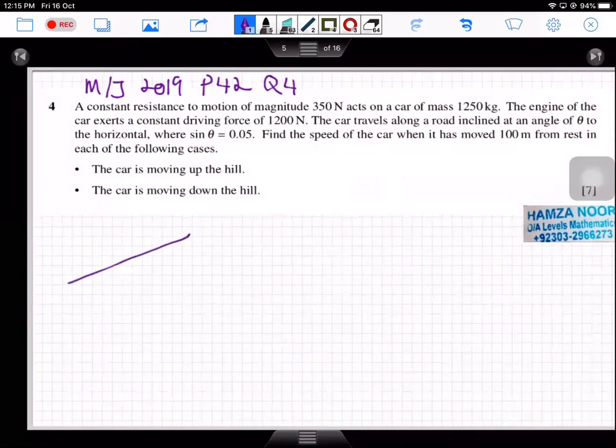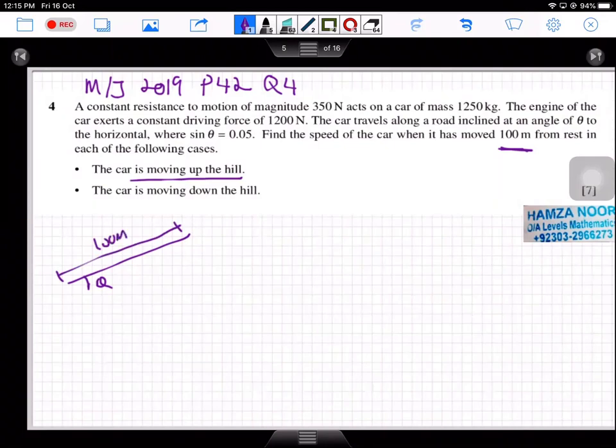The hill is inclined at an angle of theta where sine theta is equal to 0.05 and length of this hill is 100 meter, because you need to find the speed of the car when it has moved 100 meter from the rest and when the car is moving up the hill. So this is 100 meter. Let's say the car is over here, it is going from bottom to the top. Okay, and this vertical height is 100 sine theta, where sine theta is equal to 0.05.